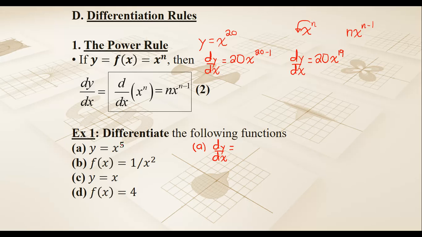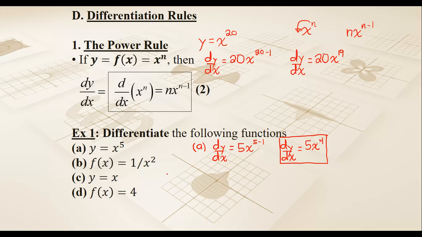Use the power rule. Take the power, move it in front of the variable. So we'd have 5x. And then what do you do to the exponent? You take the exponent and you subtract 1. Therefore, the derivative of y with respect to x would be 5x to the power of 4. Okay, that's the derivative of the function x to the power of 5 with respect to x. Okay, so we'll box that.